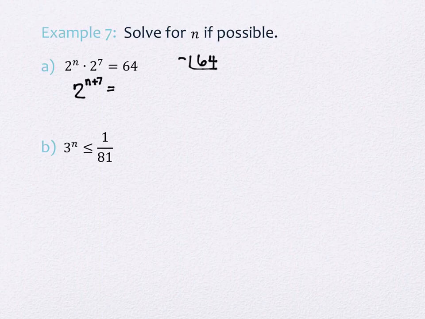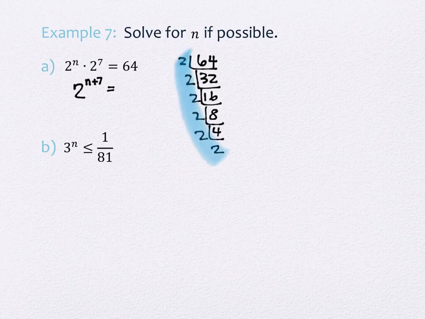So what is 64 divided by 2? 32. Divided by 2 is? We're just going to keep going. Divided by 2? By 2? By 2? Okay. And we ended with the prime number 2. How many 2's are there? 6.